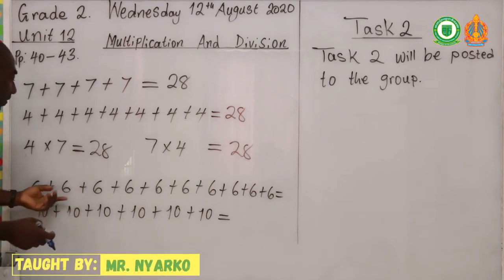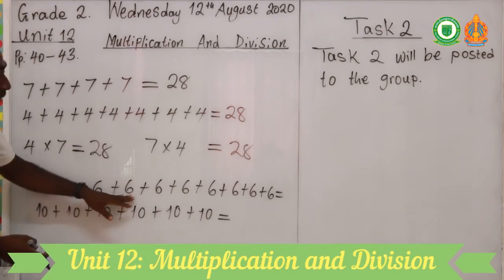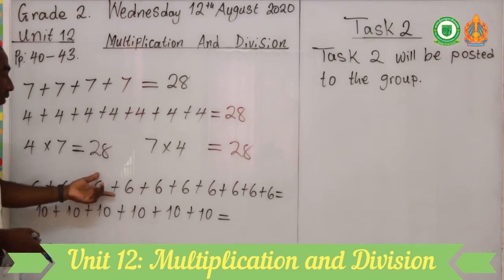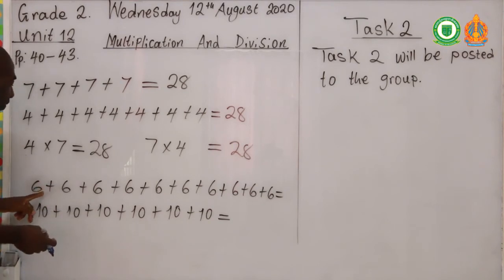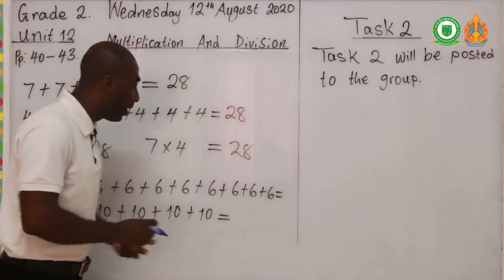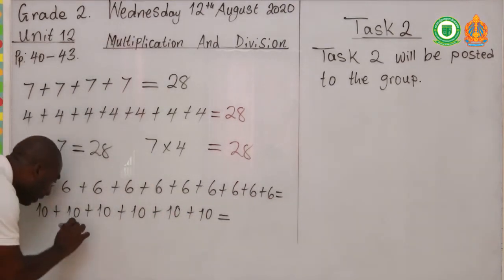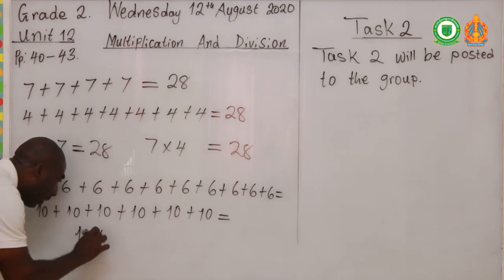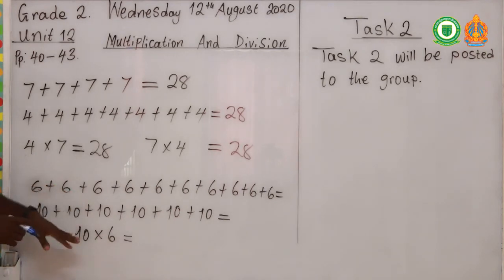So now we have 6 groups and then we have 10 groups. So what will be the multiplication equation for the first one? What you need to do is to count the number of 6s that we have. Okay, so we have 1, 2, 3, 4, 5, 6, 7, 8, 9 and 10. So which means we have 10 groups of 6. So you write your 10 first, multiplied by 6. So that means you have 10 groups of 6.